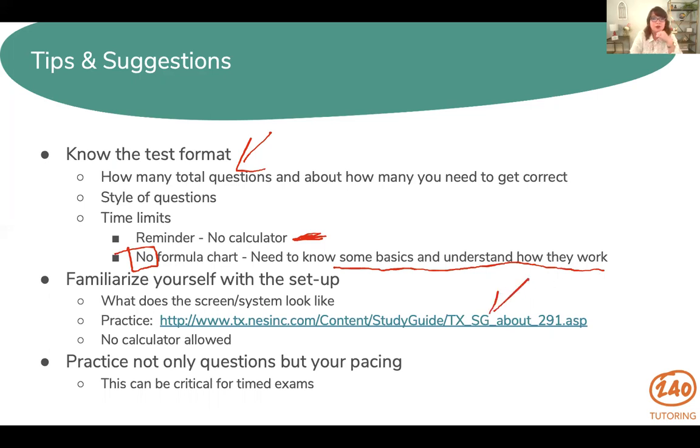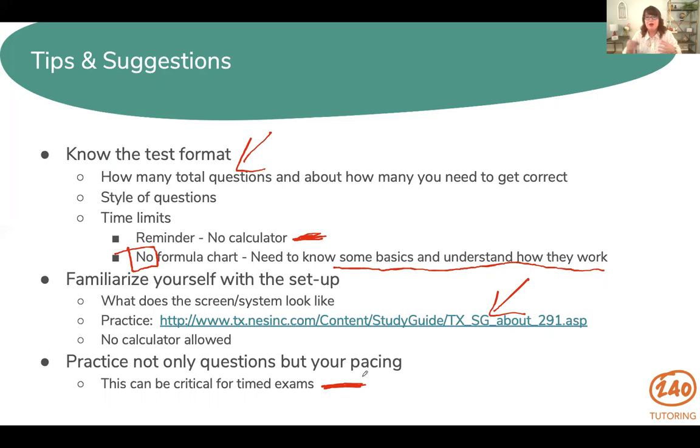Familiarize yourself with what the system looks like, so when you take that test, you know what the screen's going to look like. Practice your pacing. It doesn't help to just do the math. You've got to learn to do the math quickly. And you have to learn what takes you a long time. Skip things that take you a long time. Flag it and come back to it.